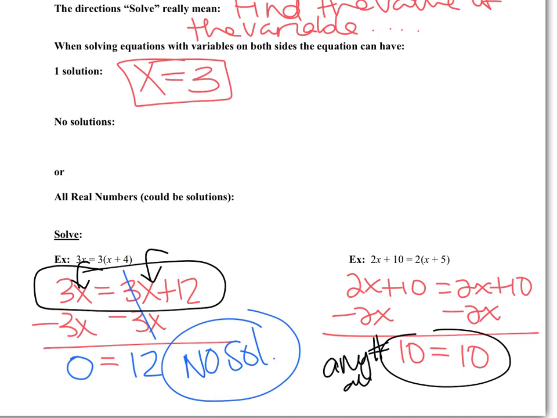In this problem, where 10 equals 10, your final answer is going to be any number or all real numbers. You could say one or the other. Any number or all real numbers. Because no matter what number x would be, you're multiplying both sides by 2, and then you're adding 10, so it would always be balanced.